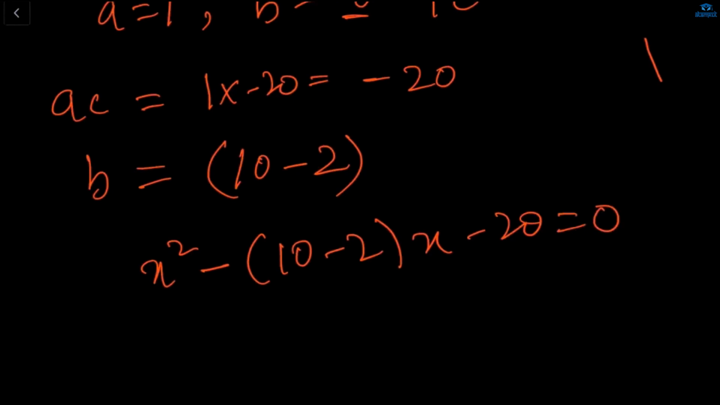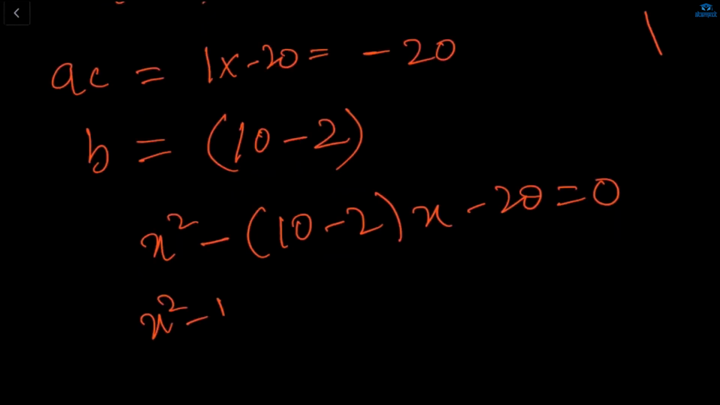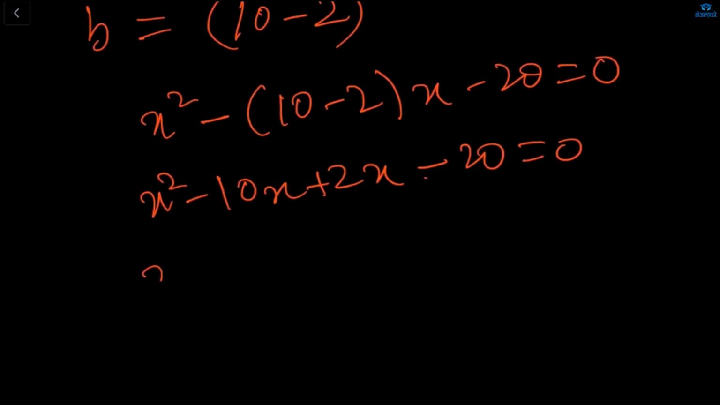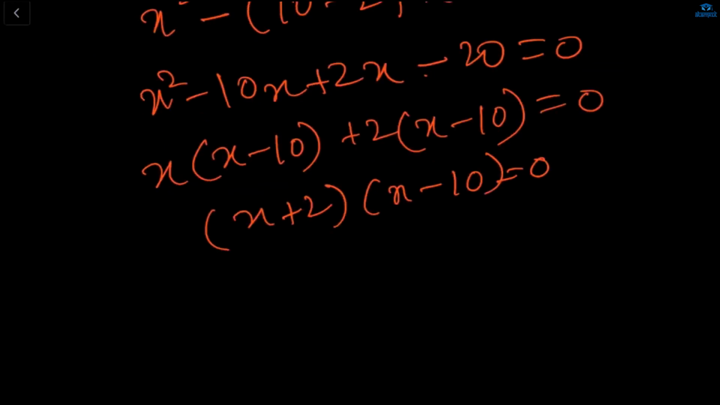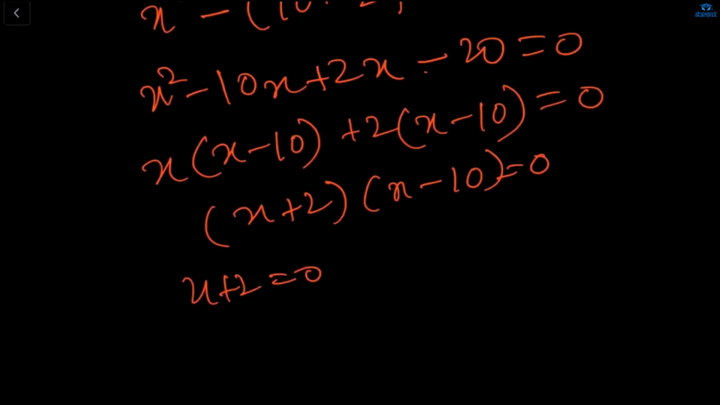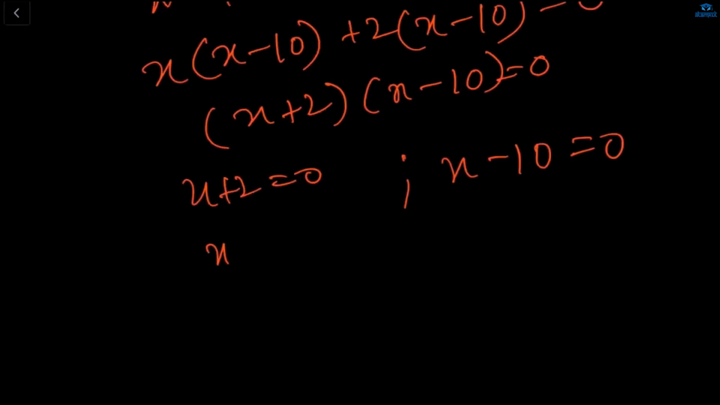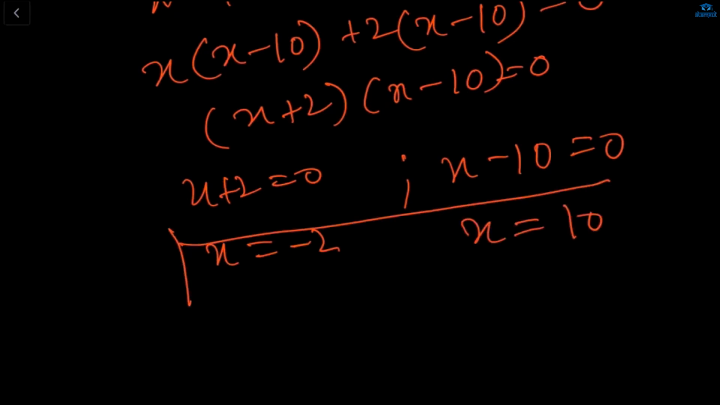So it will be x square minus 10x plus 2x minus 20 is equal to 0. Taking common, we get x minus 10 times x plus 2, equal to 0. So x plus 2 is equal to 0 and x minus 10 is equal to 0. You'll get x is equal to minus 2 and x is equal to 10. These are the zeros.